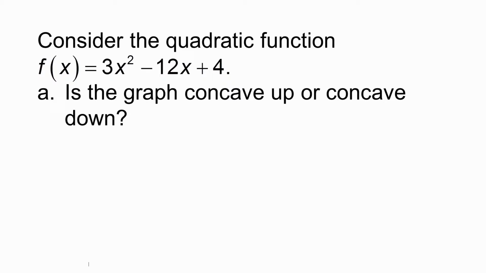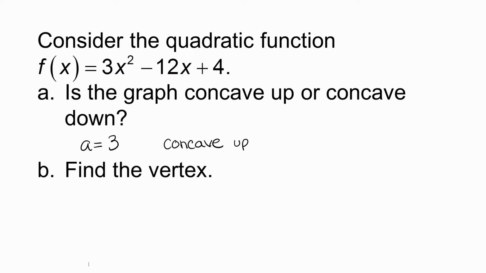Consider the quadratic function f of x equals 3x squared minus 12x plus 4. Part A. Is the graph concave up or concave down? The quadratic function is given in the form f of x equals ax squared plus bx plus c, where a is equal to 3. The parabola is concave up if a is greater than 0, and concave down if a is less than 0. Since a is greater than 0, this parabola is concave up.